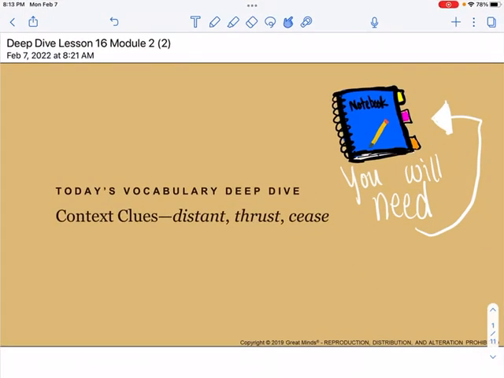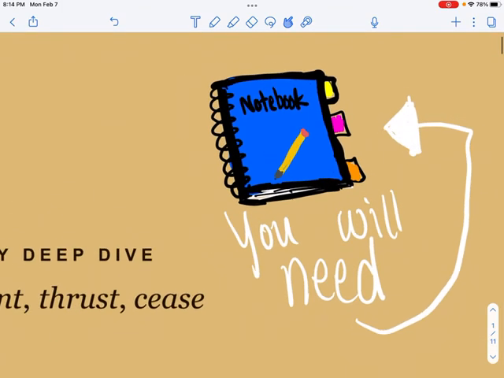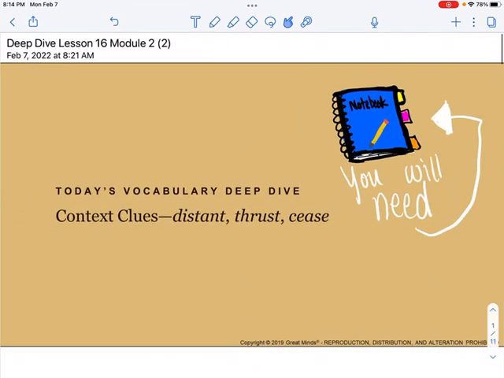Hello, second graders. Today we're going to work on deep dive number 16 in module 2. You will need your Wit and Wisdom notebook and a pencil. Today we are going to focus on some vocabulary.